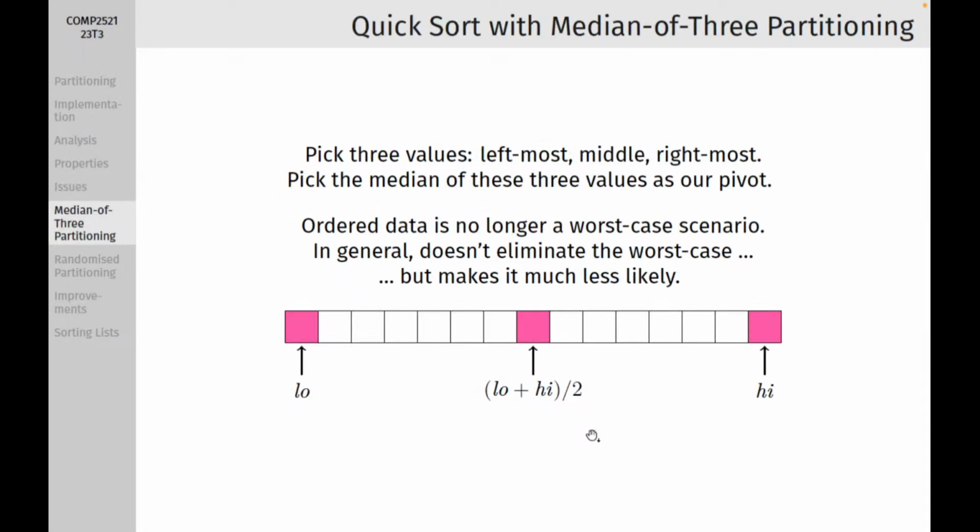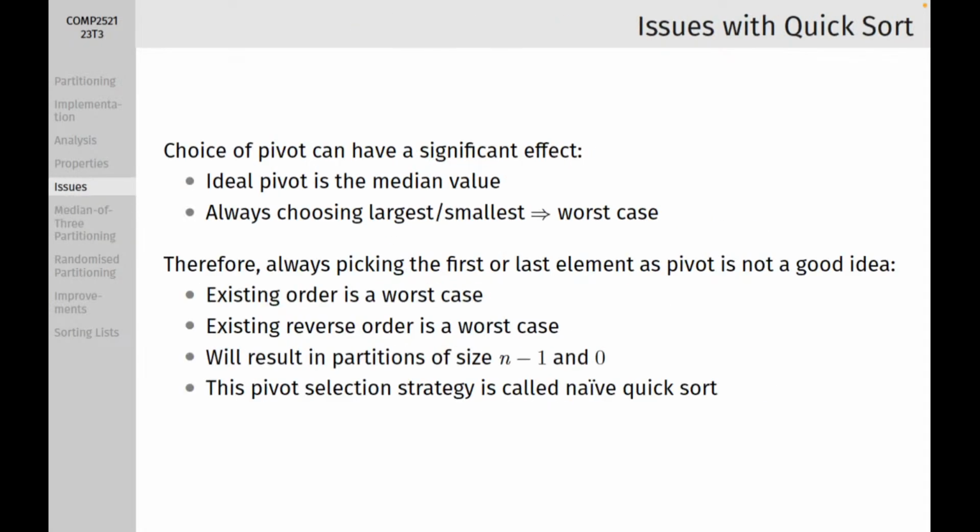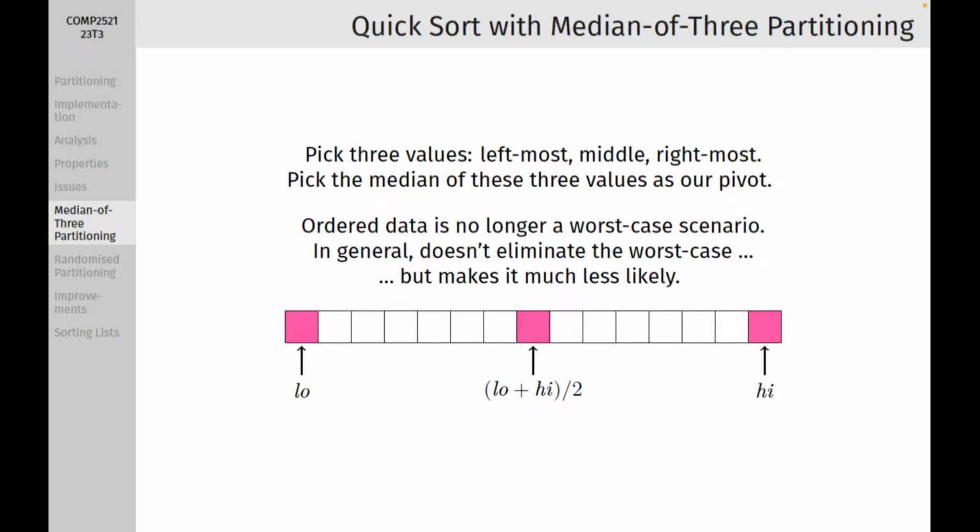Okay. So in order to combat this, we have different methods of selecting a pivot. The first one is called median of 3 partitioning. In this partitioning method, instead of selecting the leftmost or rightmost element as the pivot, we look at 3 values: the leftmost value, the middle value, and the rightmost value. And we pick the median of these 3 values as our pivot.